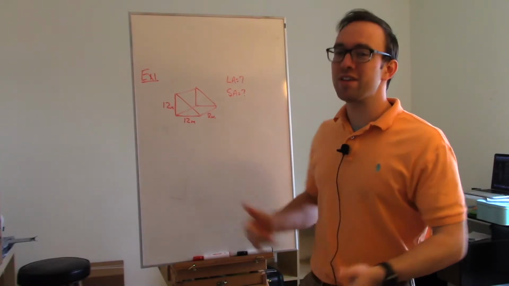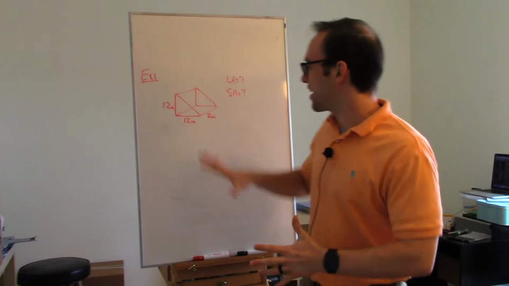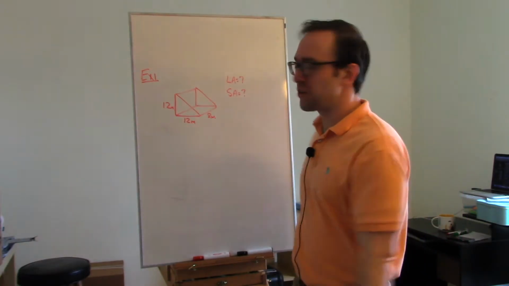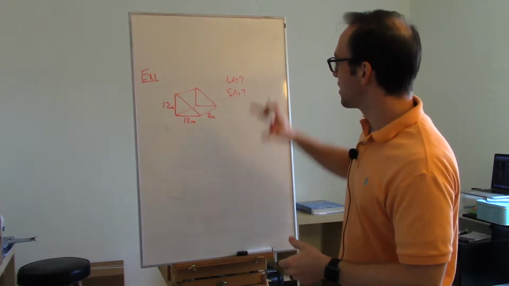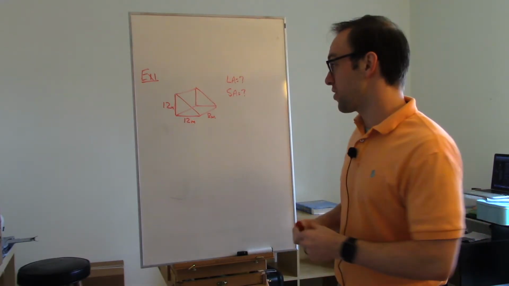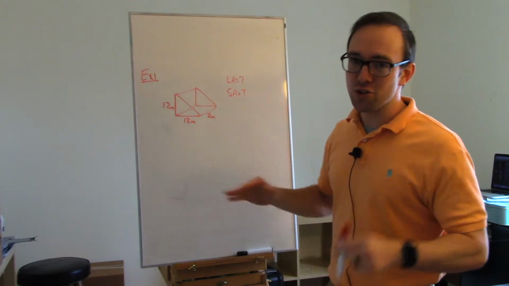As you can tell, example 1 takes up a little bit of space. So I went ahead and cleared off the board so that we could tackle example 1. For this example, you're going to need to find the lateral area and the surface area of this triangular prism.